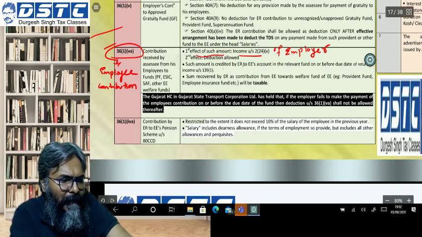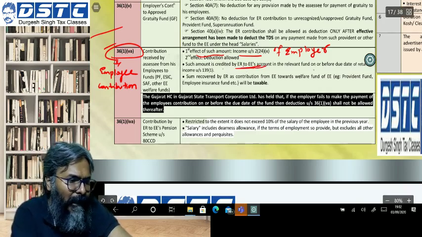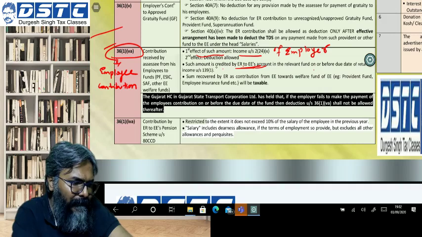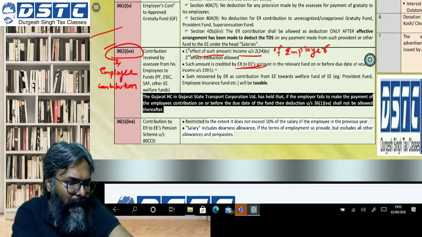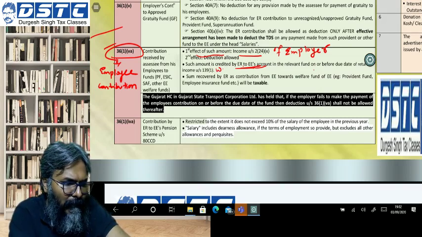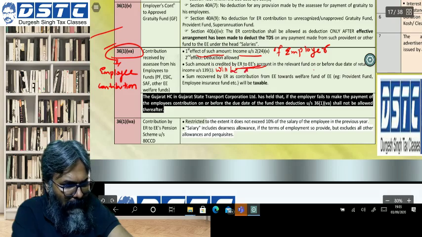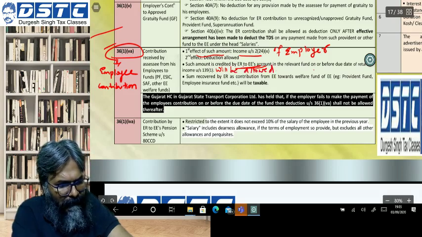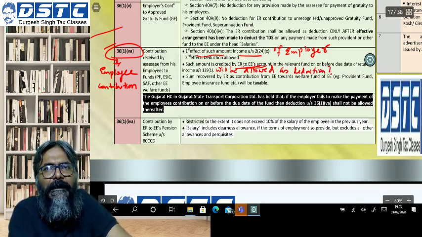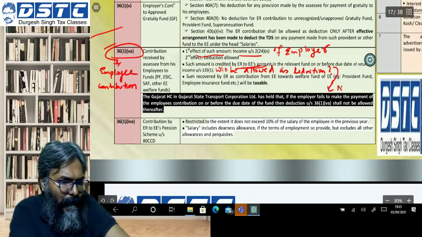Now, in this regard, if such an amount is credited by the employer to the employee's account in the relevant fund on or before the due date of the ROI, will it be allowed as deduction? That is the question to be asked. And to that, the answer is no.